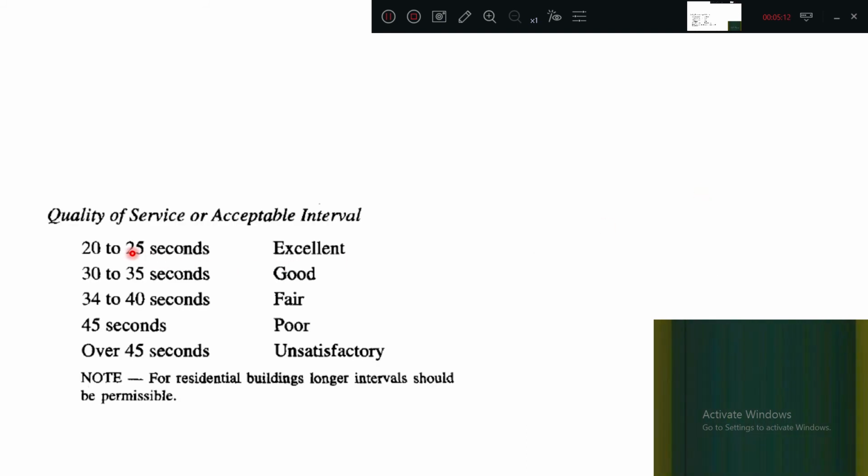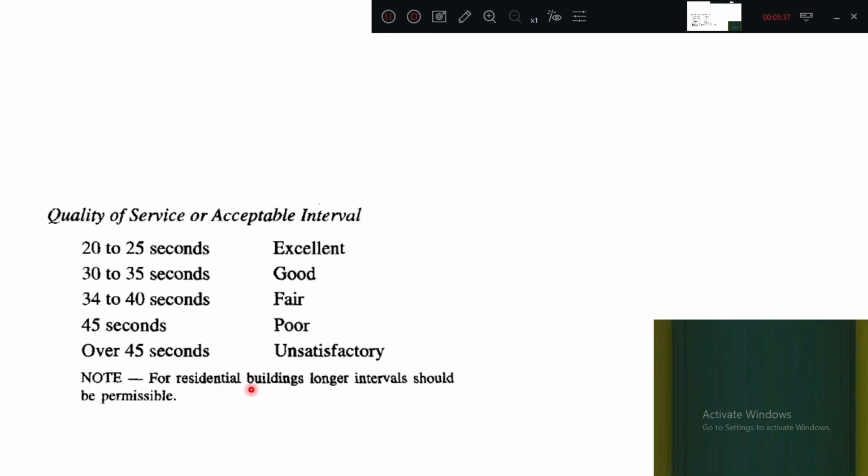Okay, so quality of service. How can you understand quality? It is in good condition, no? How much time is required to transport from one floor to another floor, like that. So excellent means very less time, 20 to 25 seconds. Good means 30 to 35 seconds. Similarly fair, 30 to 40 seconds. Poor, 45 seconds. Unsatisfactory means 45 seconds.